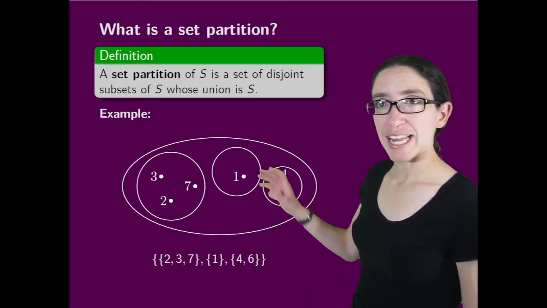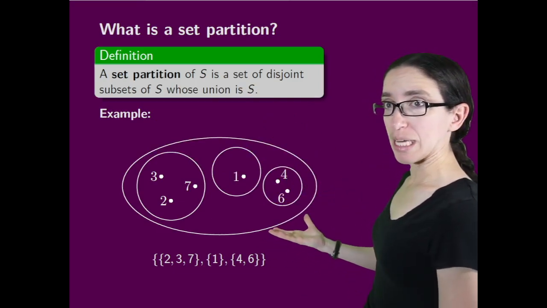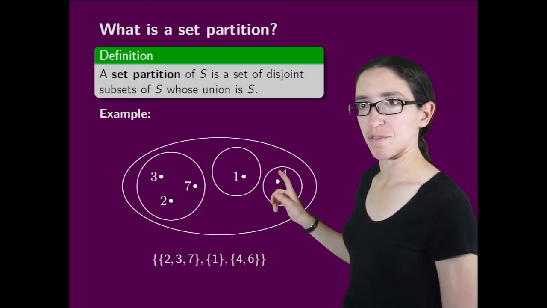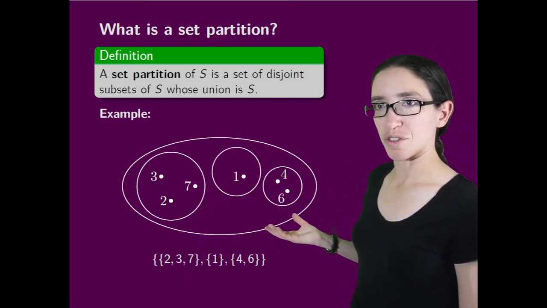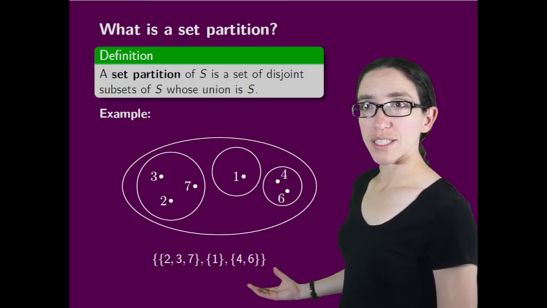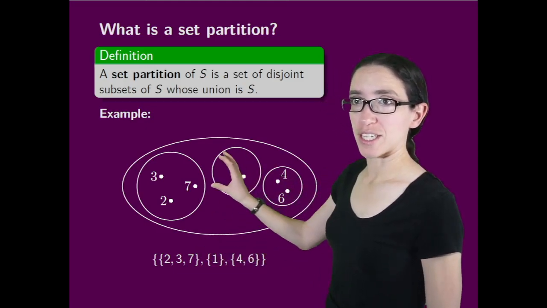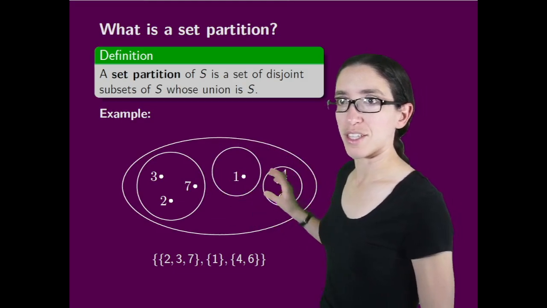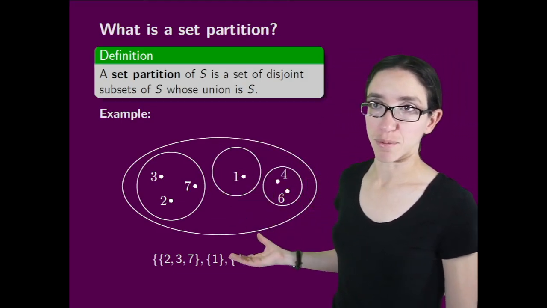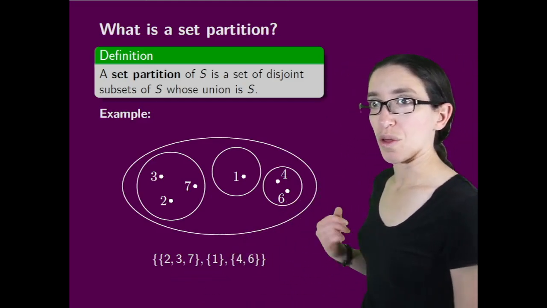A set partition of a set S is a set of disjoint subsets of S whose union is S. So here's an example of a set partition. The entire set S here is the set containing 1, 2, 3, 4, 6, and 7. And the set partition we've created here is a set of three subsets: {2, 3, 7}, {1}, and {4, 6}. These subsets don't have to be the same sizes, but they do have to be disjoint. None of the two sets overlap. We draw them as disjoint circles that don't have any intersection. They also have to be non-empty. We don't allow the empty set as a block in our set partition. So these little circles are called blocks, and so this is a set partition with 3 blocks.